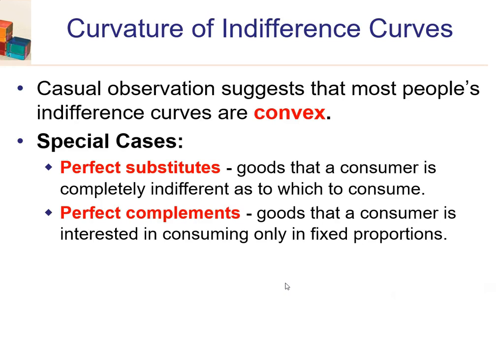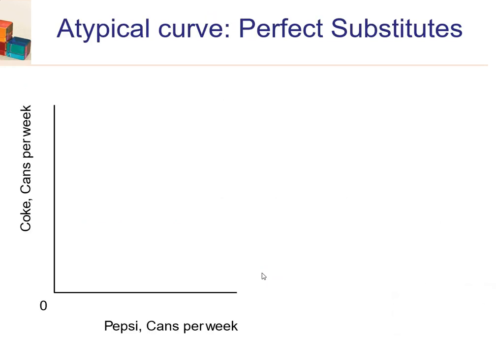Now, consider the situation where we have special cases or atypical cases. The two cases that we will go over are perfect substitutes, where the consumer is completely indifferent between which goods they consume, or perfect complements, goods where the consumer is only interested in consuming them if they can do so in fixed proportions. Let's go over both of these situations. First, the atypical case of having perfect substitutes.